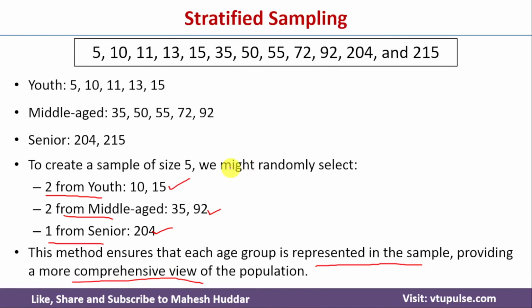Finally, we conclude that each technique has its own strengths and weaknesses. While simple random sampling is straightforward, stratified sampling is often the best for ensuring your sample represents the entire population. I hope this concept is clear.